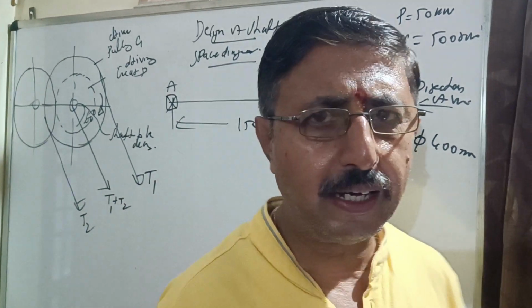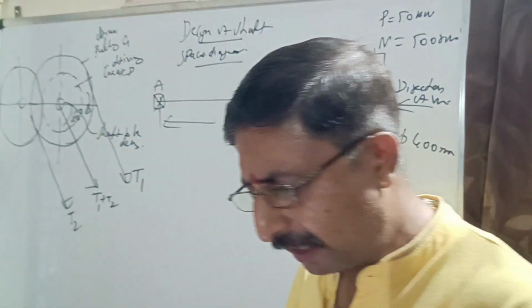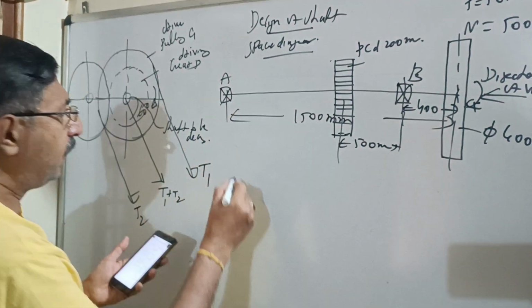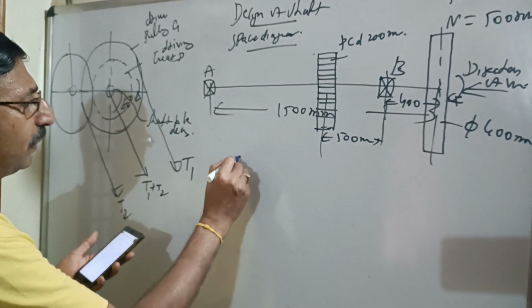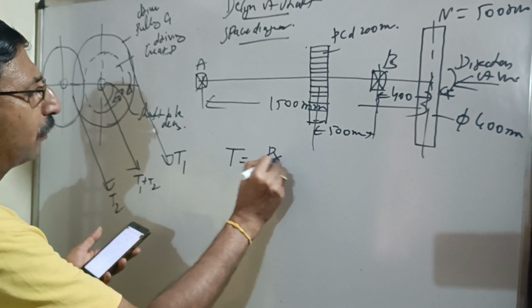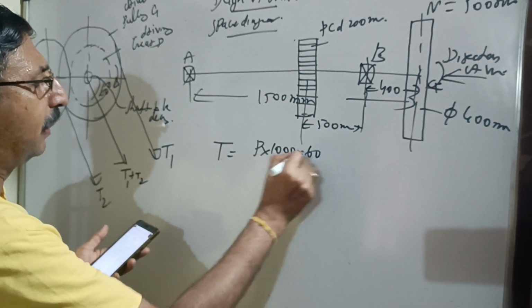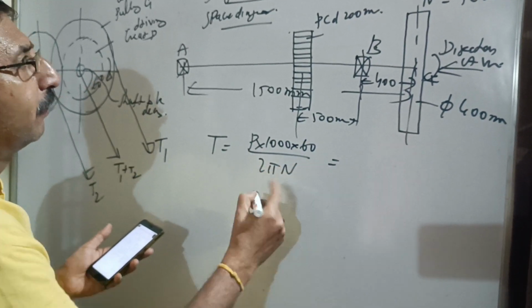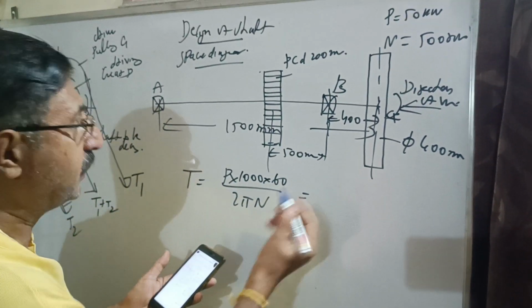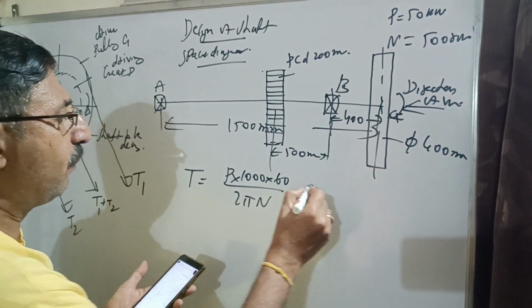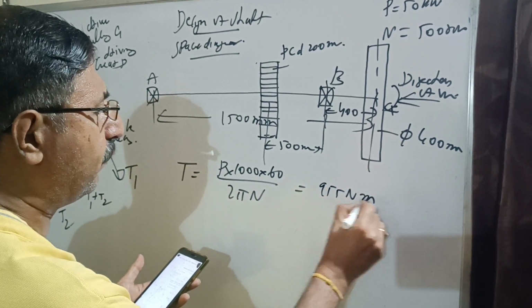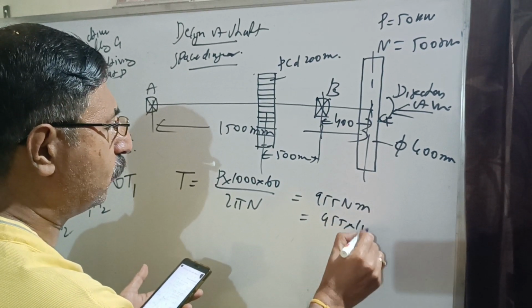Now after that, we have to analyze one by one. Let us start analyzing pulley C. Before analyzing pulley C, first of all let us find out torque. Torque is P into 1000 into 60 divided by 2 pi n. We know the power and the speed. If I substitute for power and speed, we get torque 955 Newton meter, or 955 into 10 raised to 3 Newton millimeter.